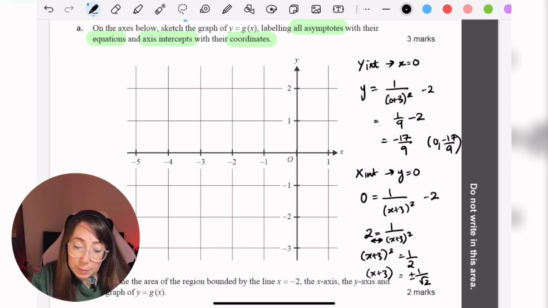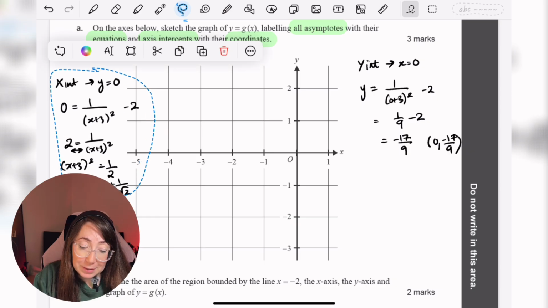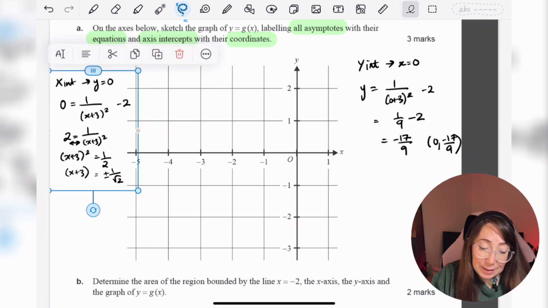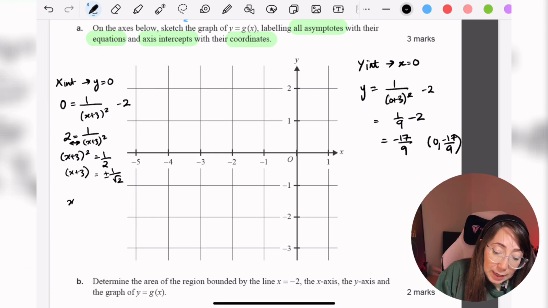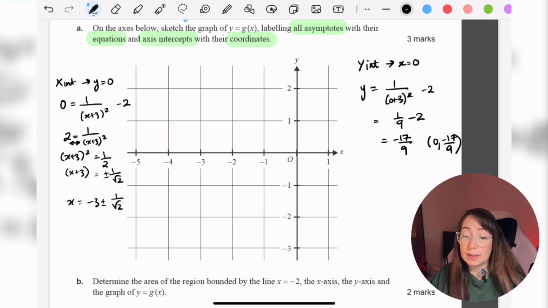Now I have run out of space, so, not that you can do this little trick on your exam, but I'm going to do it here. So x is equal to -3 plus or minus 1 on root 2. Those are our two x-intercepts. Okay, we've got all of the information now to go ahead and sketch our graph.